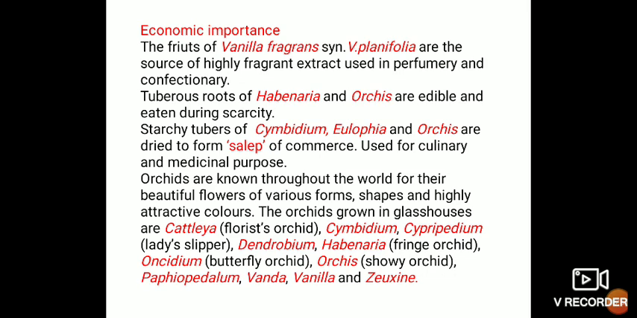And now the economic importance of this Orchidaceae family. Fruits of Vanilla fragrans, synonym Vanilla planifolia, are the source of a highly fragrant extract used in perfumery and confectionery. Tuberous roots of Habenaria and Orchis are edible and eaten during scarcity. Starchy tubers of Cymbidium, Eulophia and Orchis are dried to form salep, which is of commercial use for culinary and medicinal purposes.